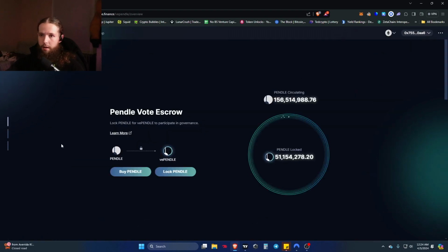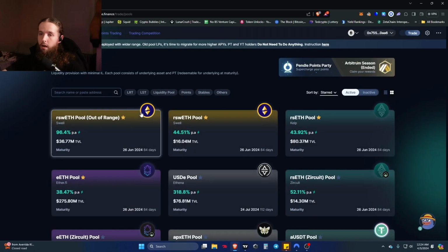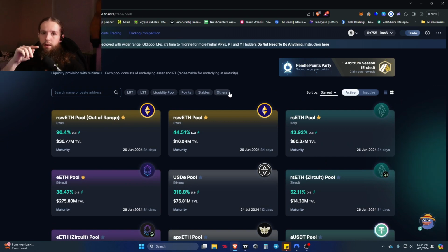Other than that, this is the VE Pendle dashboard here, where you would lock your Pendle. I believe you can only lock Pendle on mainnet though, because I have some Pendle tokens on Arbitrum and I was unable to lock them, so I'm not too sure what is going on with that, but regardless, it is what it is.